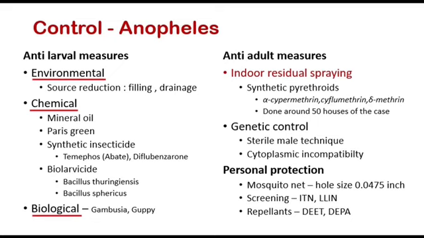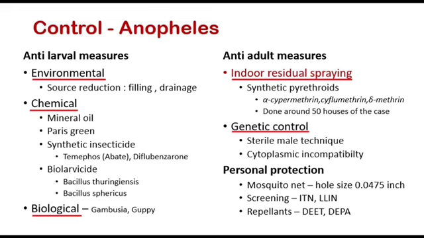In anti-adult measures, we have indoor residual spraying, which is done with synthetic pyrethroids like alpha-cypermethrin, cyfluthrin, and deltamethrin in India. The IRS is done around 50 houses of the positive case of malaria. Under genetic control comes sterile male technique and cytoplasmic incompatibility.